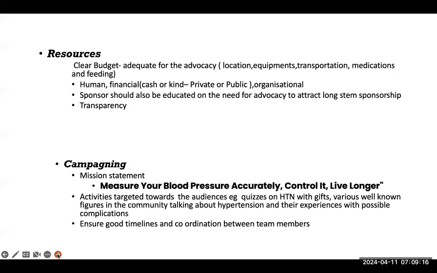Then for resources, I'd like to have a clear budget, adequate for the advocacy, which includes the location. What do I want to do? Do I want to do a screening program? I'd like to get location, equipment, transport, medication, a clear, concise budget. Then I'd like to engage humans because resources could be human, so manpower. It could be financial, in cash or in kind, it could be public or private, like I mentioned before. Or it could even be organizational, where we have CSR, corporate social responsibility, of many companies in which they're able to donate to different causes, of which I'll propose my cause to them and hopefully get sponsorship from them.